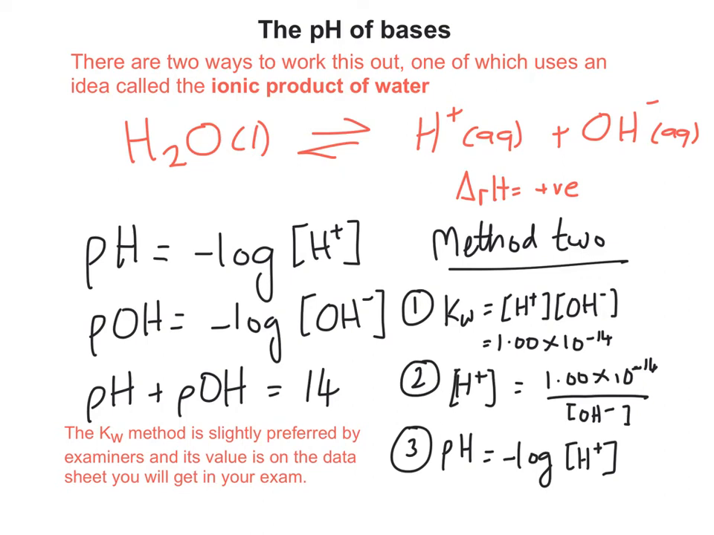It's worth pointing out as well that, if possible, try and get used to using the Kw method, because the Kw value is on the data sheet that you'll get in your exam. In other words, you don't have to memorize this 1 times 10 to the minus 14. It's actually on the exam data sheet that you get. So it's a slightly more sophisticated way of doing it, method 2, although method 1 works perfectly well.